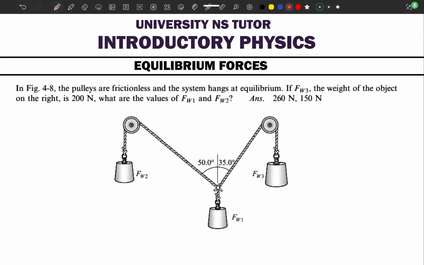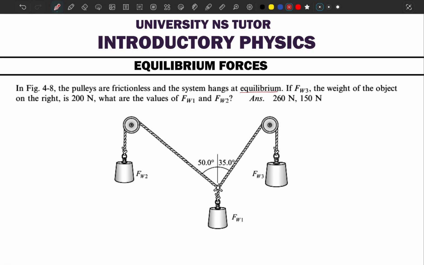In this video, we look at an introductory physics question on equilibrium forces. The question says, in figure 4.8, the pulleys are frictionless and the system hangs at equilibrium. We need to take into consideration each and every term being used. The system is in equilibrium, meaning the sum of forces is equal to 0.